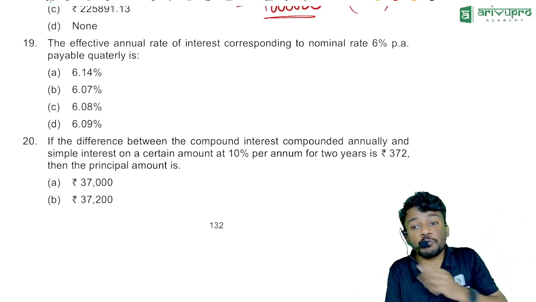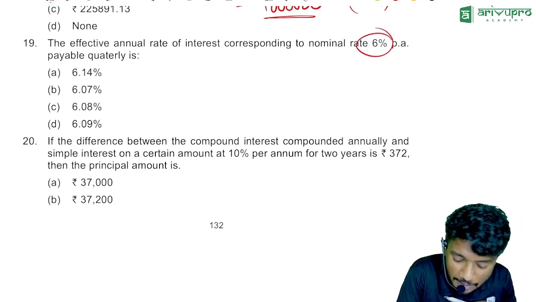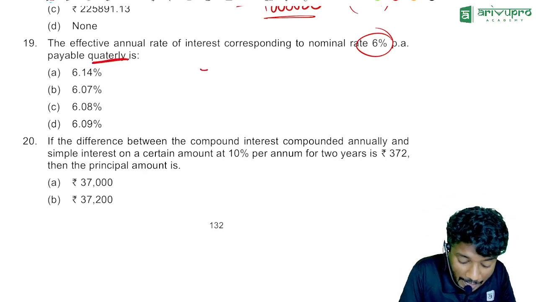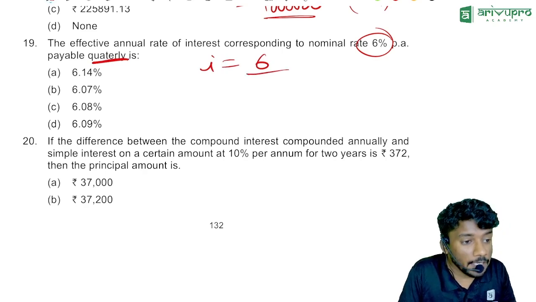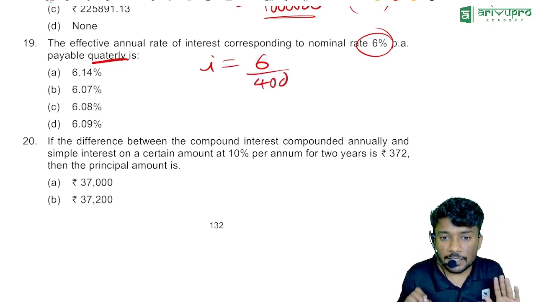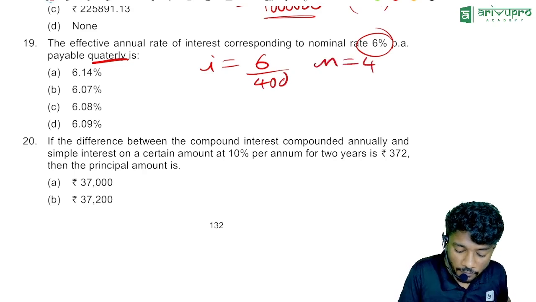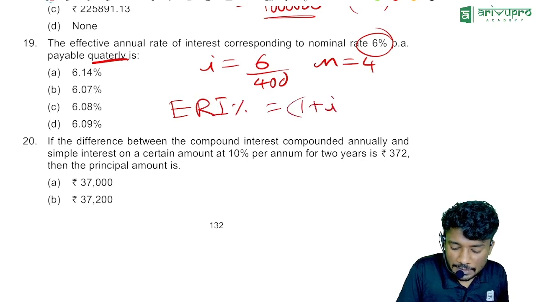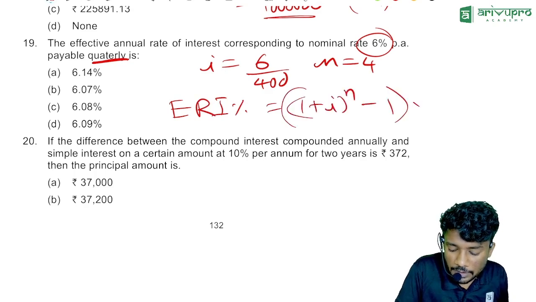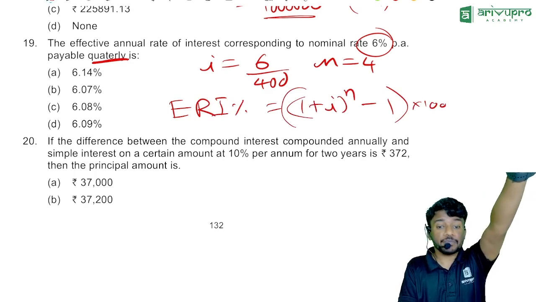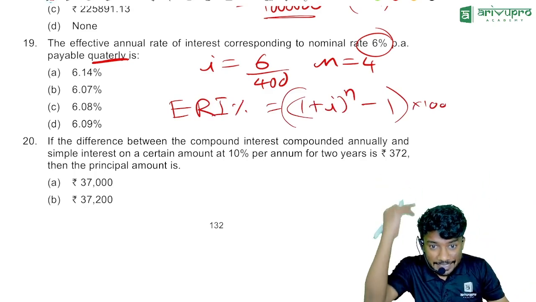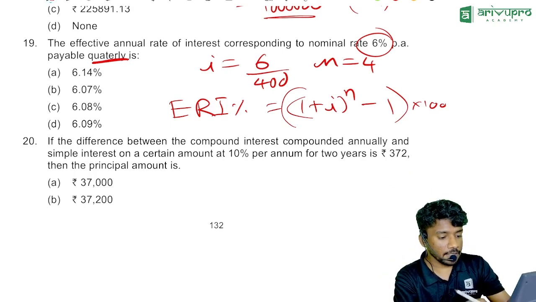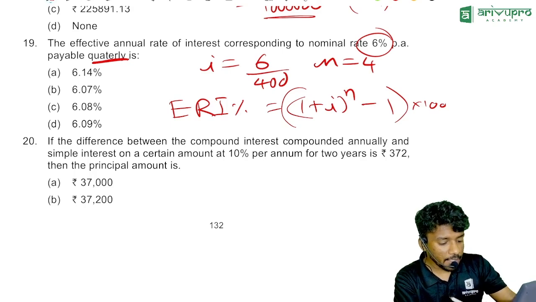The effective rate of interest corresponding to a nominal rate of 6% per annum payable quarterly. Quarterly means I will be converted into 6 divided by 400. So I value is that much, right? Then N is how much here? 4. Then what is the formula for ERI percentage? It is (1 plus I) the whole raised to N, minus 1, the whole into 100. So first thing, take the calculator. Everyone take the calculator. Find I. How will you find I? 6 divided by 400.